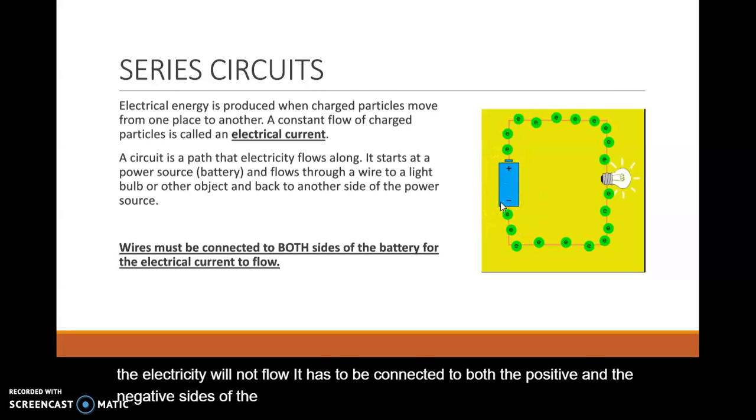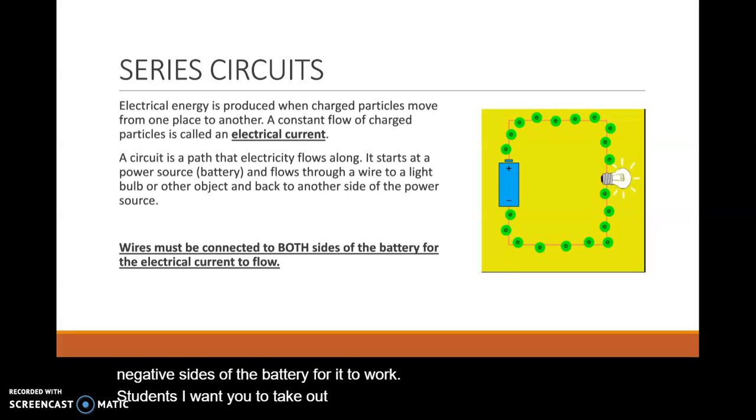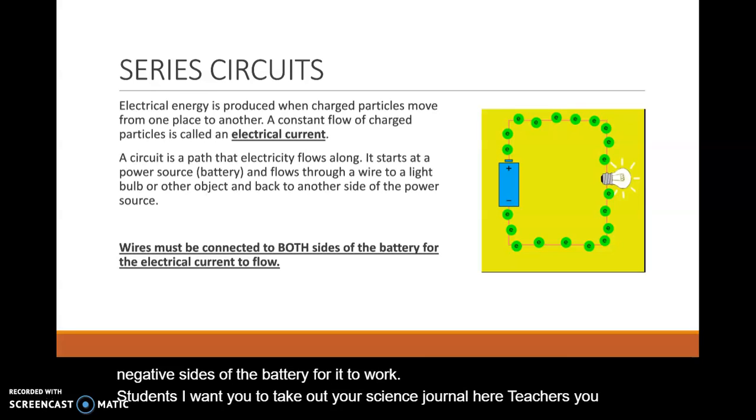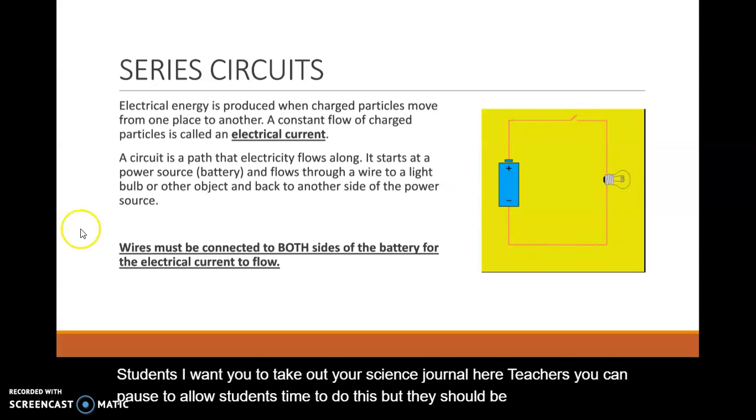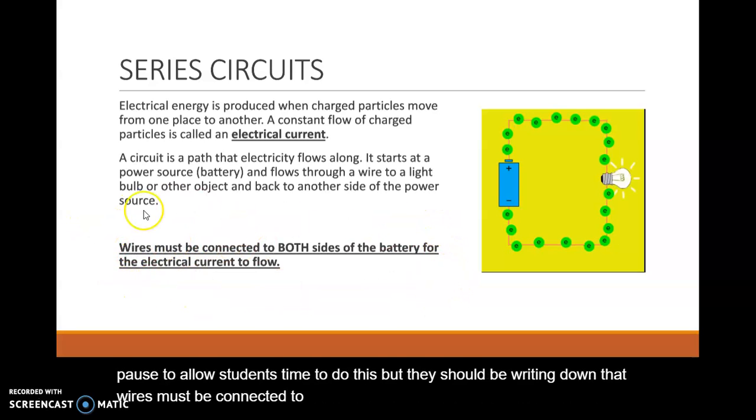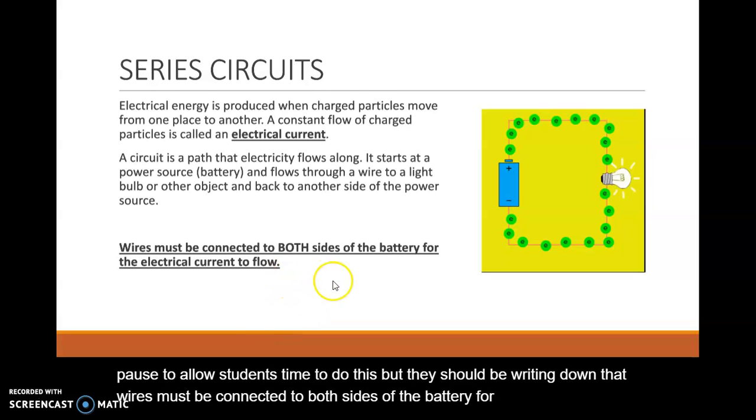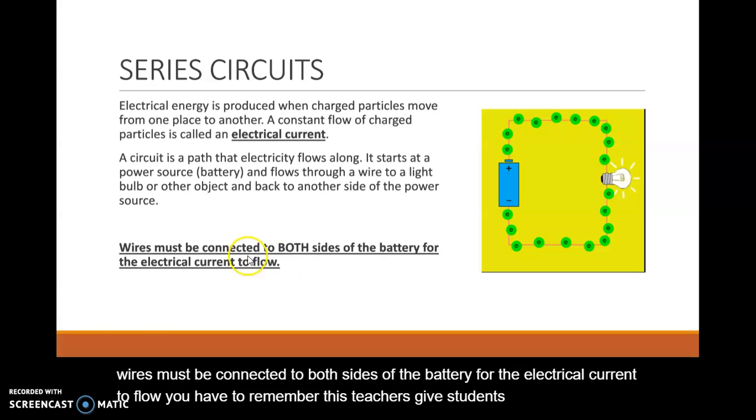Students, I want you to take out your science journal here. Teachers, you can pause to allow students time to do this, but they should be writing down that wires must be connected to both sides of the battery for the electrical current to flow. You have to remember this. Teachers, give students time to write this down.